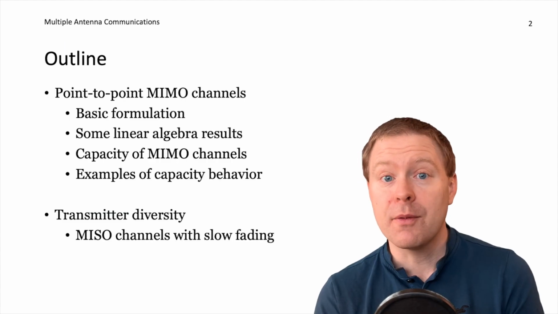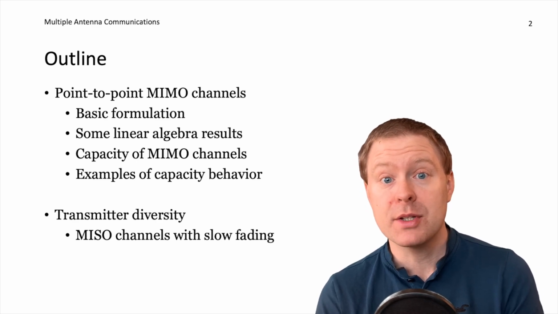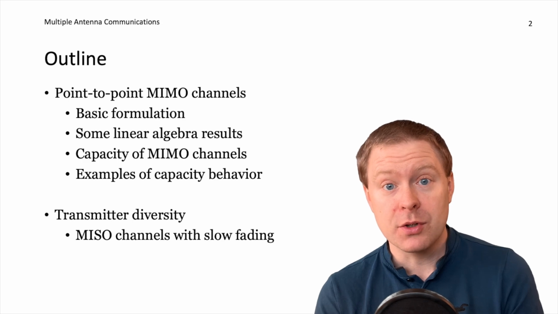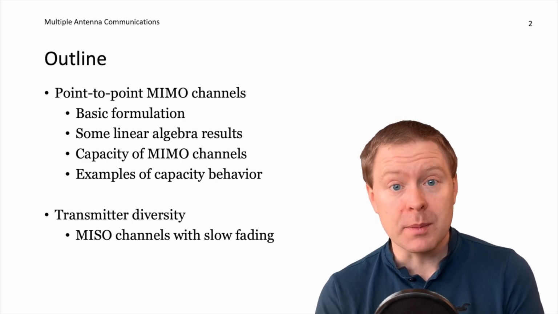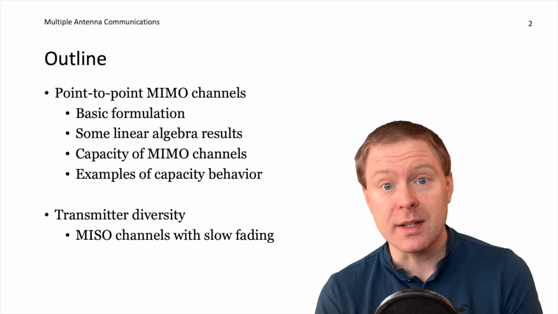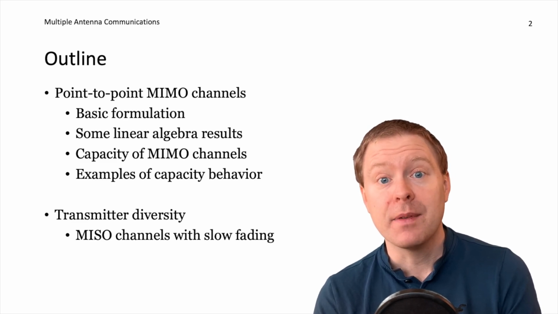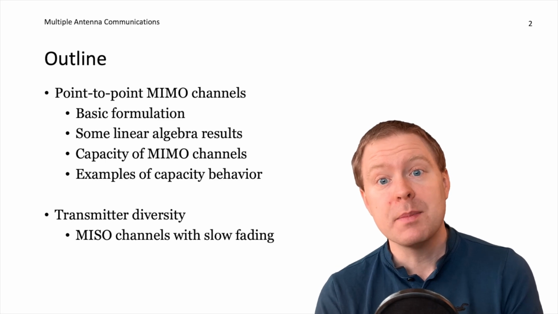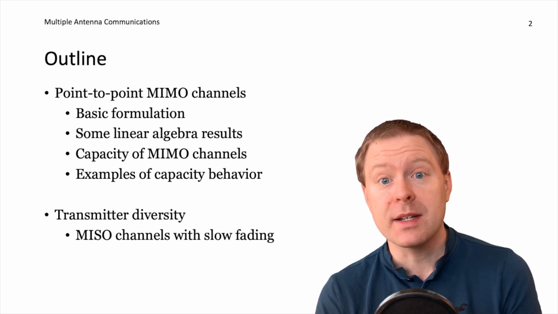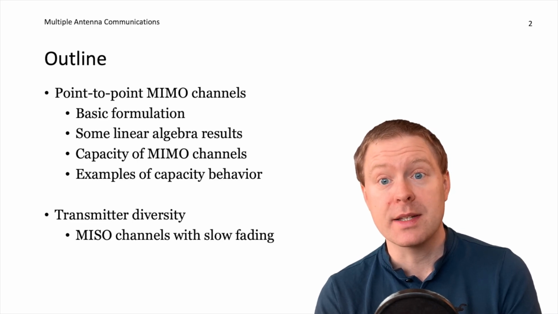In this video we will cover the point-to-point MIMO channel, where we have multiple antennas at both the transmitter and the receiver. We will first introduce this setup, we will look at some linear algebra results that are useful in order to analyze it, and then we will derive the channel capacity using those results. And we will exemplify some of the properties that the MIMO capacity has. Finally, we will look at transmitter diversity in a slow fading scenario because we can analyze it using the same type of methodology as the point-to-point MIMO channel.